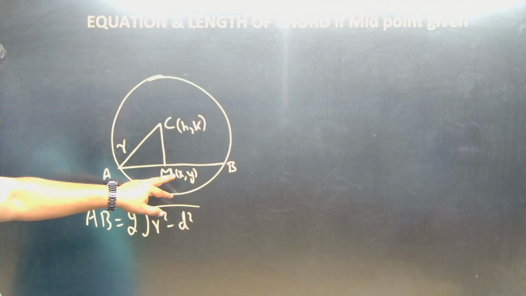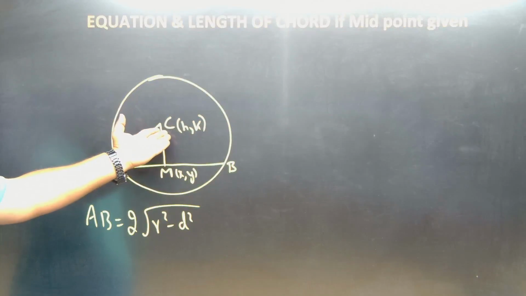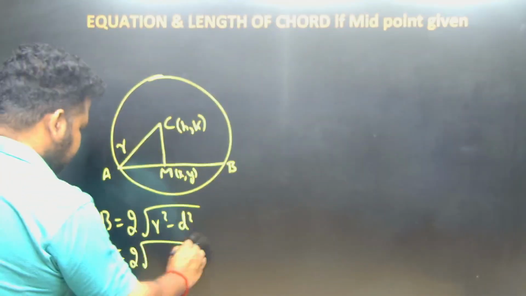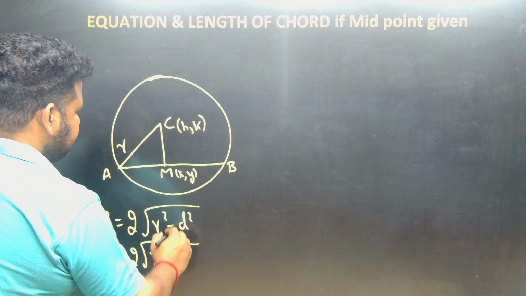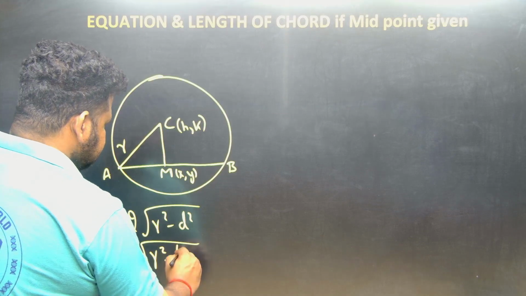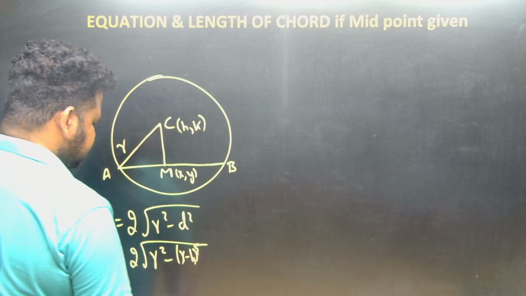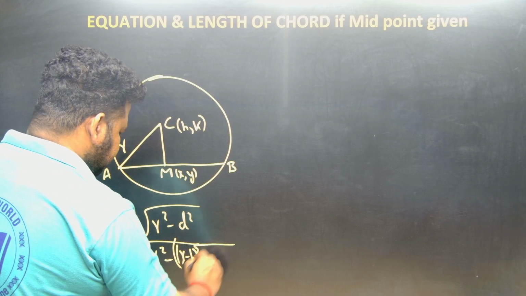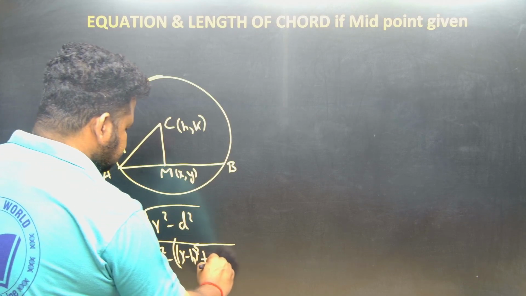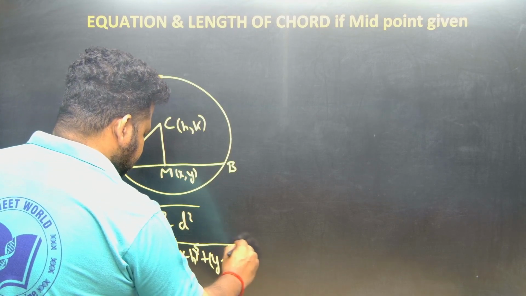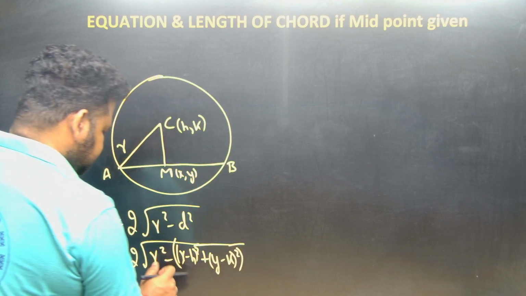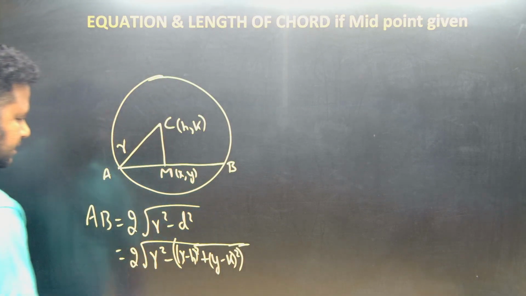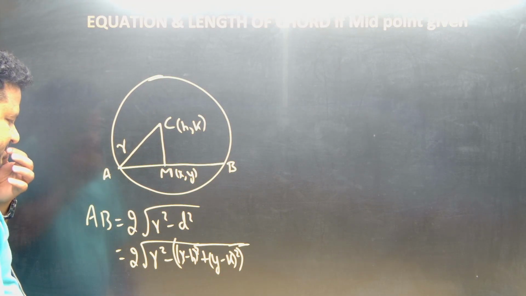Now the coordinate of M, the midpoint, is given, and the center is also given, h comma k. So D I can find as the distance between these two, that is nothing but the distance formula. So this will become equal to 2 times square root of R square minus D square, where D square is nothing but (x minus h) whole square plus (y minus k) whole square, within bracket, because here minus is outside. This is what we will be having.